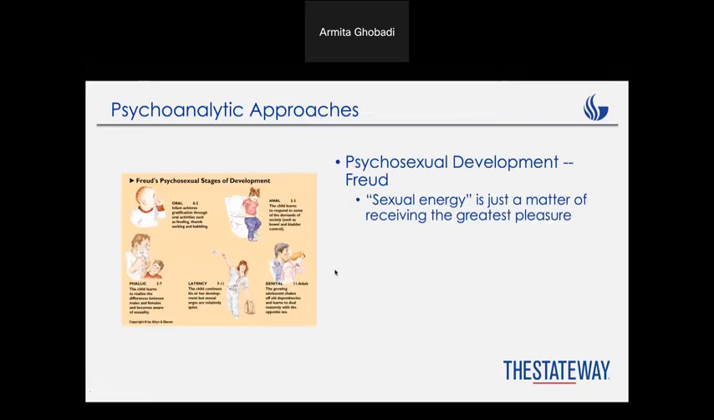So here you can see psychosexual development by Freud. I know that you know him because he's so crazy famous. Freud believed that sexual energy is a matter of receiving great pleasure, and whatever you do is just based on this energy. Here you can see different stages for that theory. Please just read that by yourself.